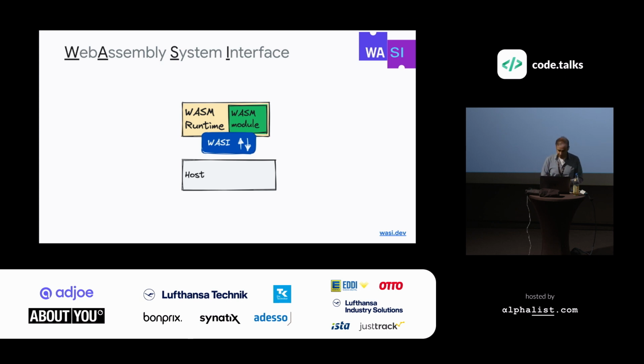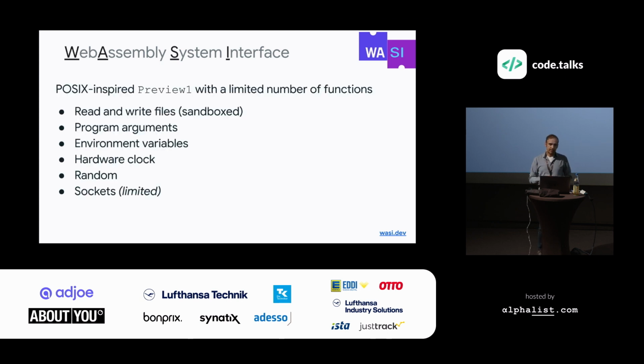Now, WASI is a POSIX-inspired project, meaning it doesn't try to implement the whole POSIX. It tries to implement a subset of it that makes sense for WebAssembly. It's in preview 1, so it's not anything like production ready. And preview 2 is coming later this year. And it supports a limited number of functions. For example, it supports reading and writing files to the host. It supports program arguments, environment variables, things like that.